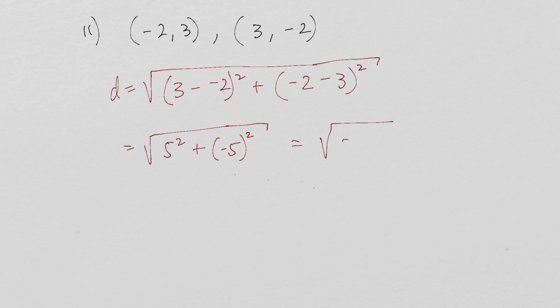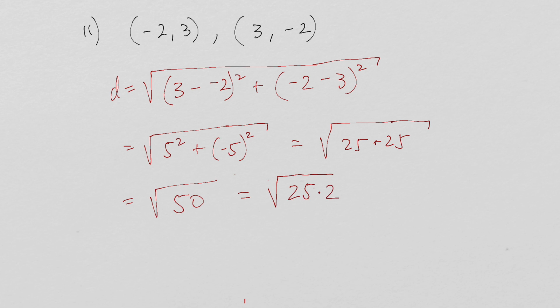Both of those are 25. So you get the square root of 50. That's not a perfect square, but it does contain a perfect square factor. 25 is a perfect square factor, so I'll write it as 25 times 2. And then we can take out the 25 by square rooting it and get a 5. So our final answer is 5 root 2.